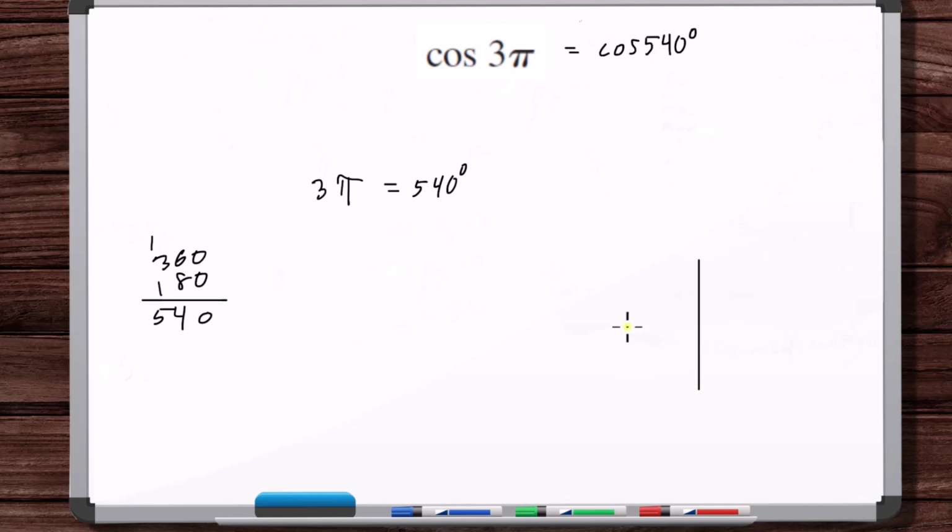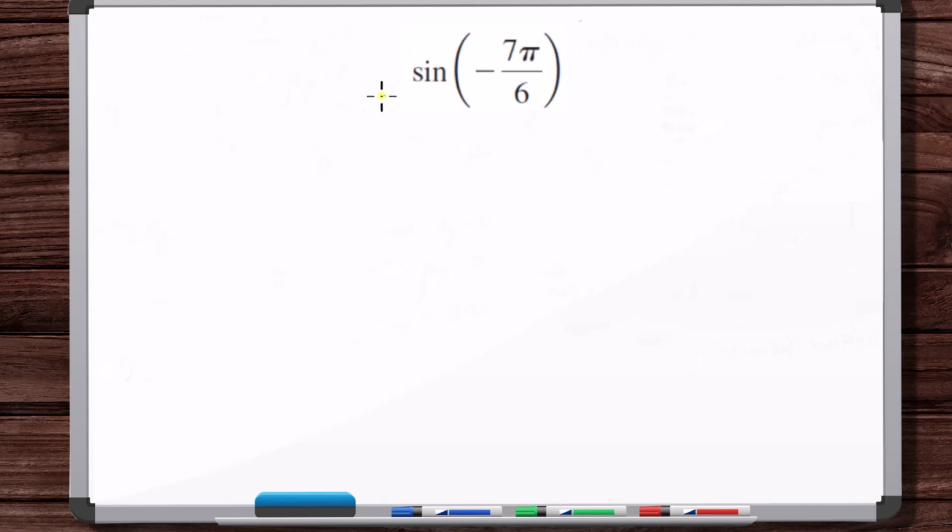Okay, what is cosine of 540? That's coterminal with 180. So this is equal to the cosine of 180. This is a quadrantal angle. We know that's negative 1. Right, as we're coming in here, the adjacent is becoming equal to the radius, but it's in the negative direction, so it's negative 1. Okay, what is minus 7 pi over 6 in degrees?